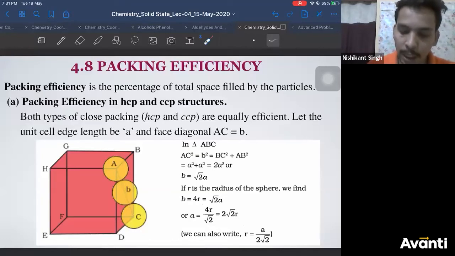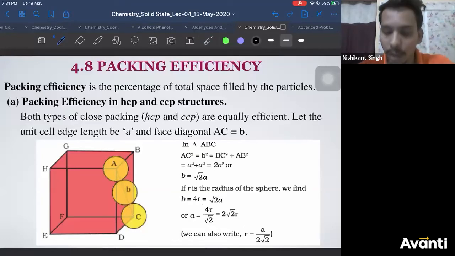Now the same thing, guys. The whole process is the same. There is no change. The packing efficiency formula is the same. Let me write the packing efficiency formula first.